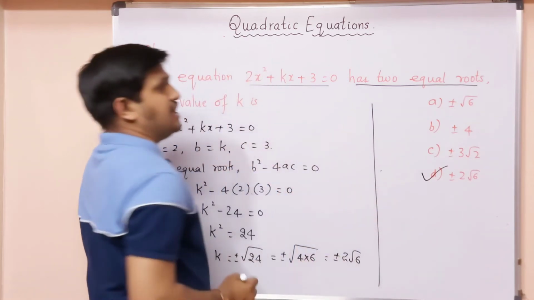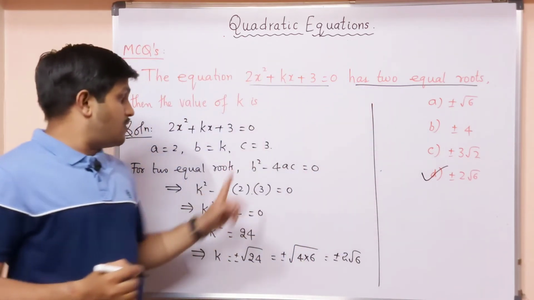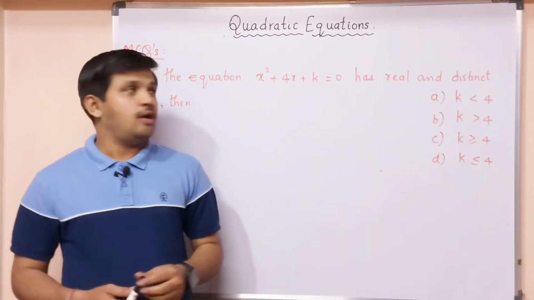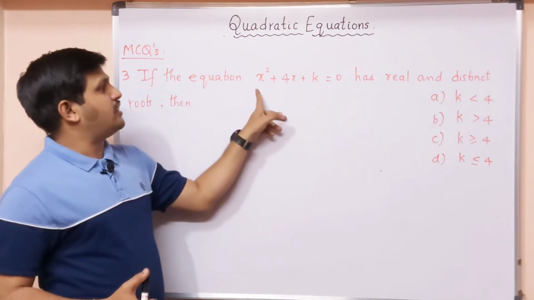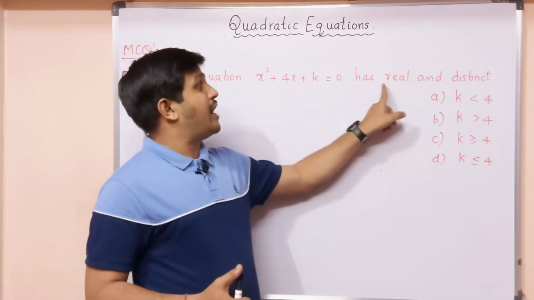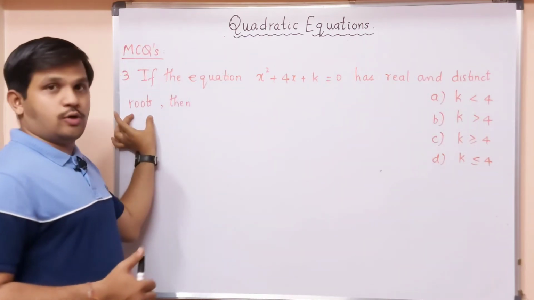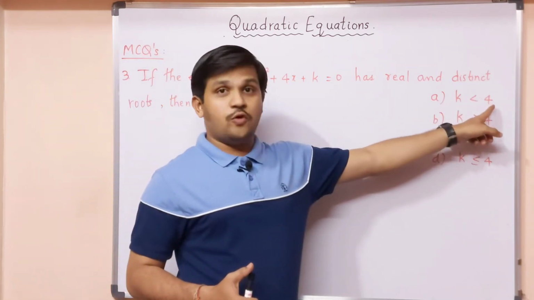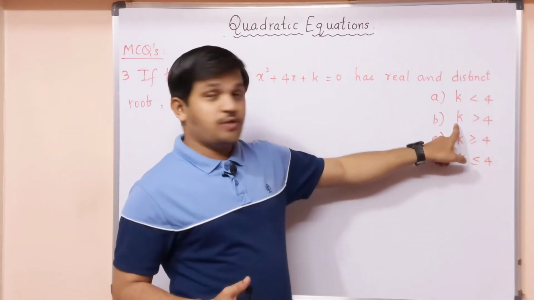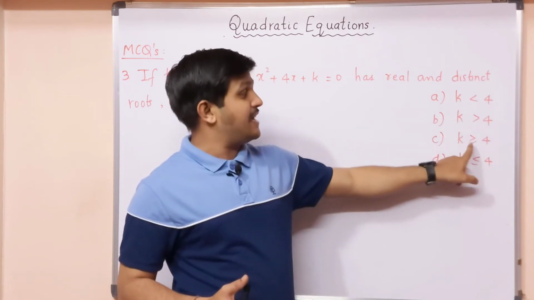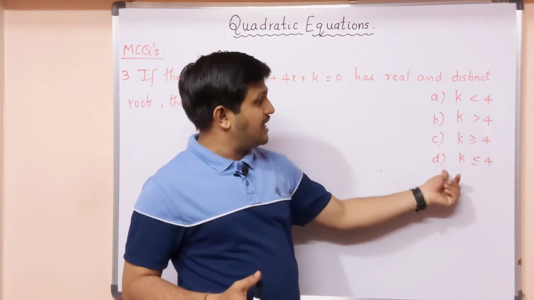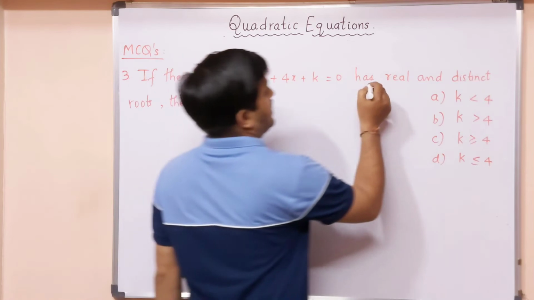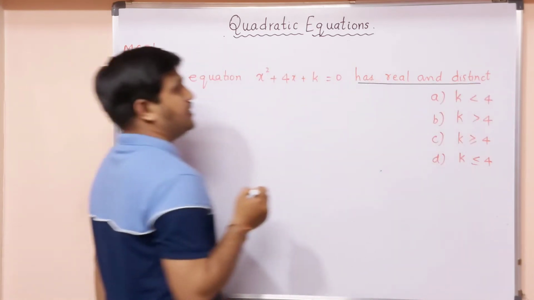So you just need to know the conditions for two equal roots. For two equal roots, the discriminant b square minus 4ac is equal to 0. Look at the third question. If the equation x square plus 4x plus k is equal to 0 has real and distinct roots, as clearly mentioned, then option A is k less than 4, you can observe this inequality. Option B is k greater than 4, option C is k greater than or equal to 4, and option D is k less than or equal to 4. Right? So let us quickly revise, because here again the questions are of this form, real and distinct roots.